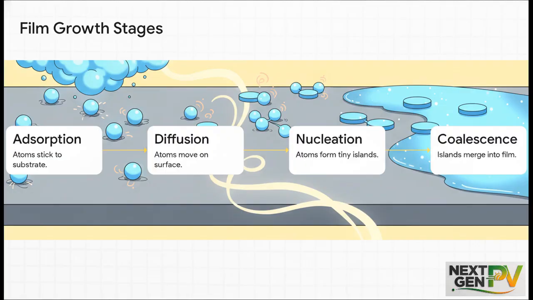These newly landed atoms actually slide and wiggle around on the surface, searching for a stable spot to rest. As they bump into each other during this little atomic dance, they enter step 3, nucleation. They cluster together to form tiny, one-atom thick islands. Finally, as more and more atoms rain down, these little islands grow and merge together. This is step 4, coalescence, which eventually forms a continuous, flawlessly smooth film.